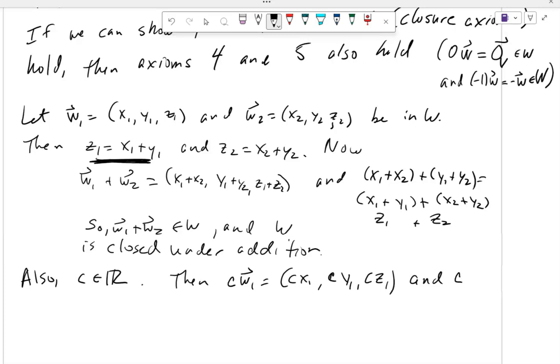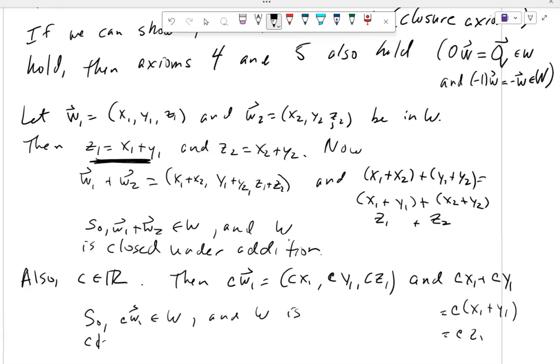So I'll take my first two components and add them together. What do you think we might want to do? Pull out the C, good. And then what do we know about x1 plus y1? It equals z1. Is that what we wanted to show? Yeah. So C times W1 is back in W, and W is closed under scalar multiplication.